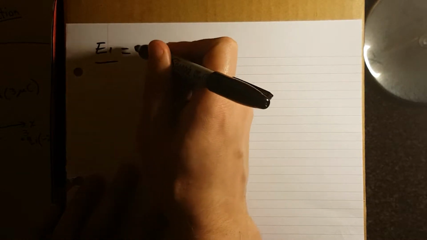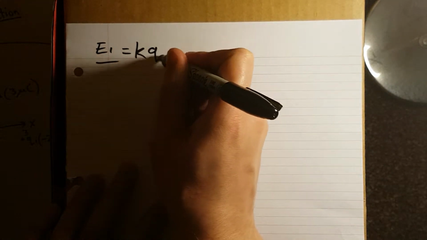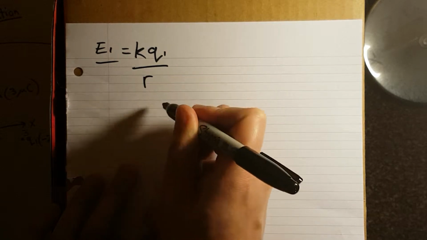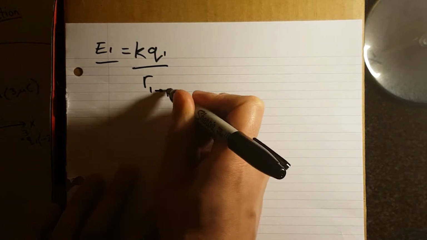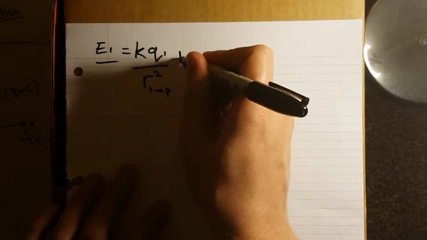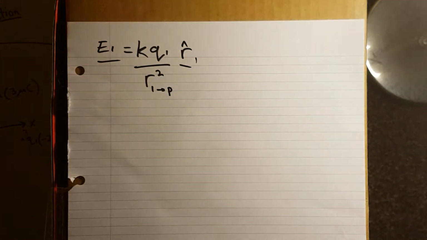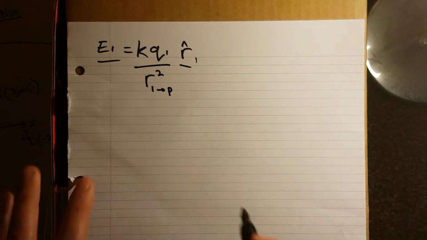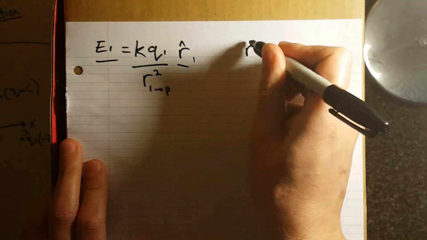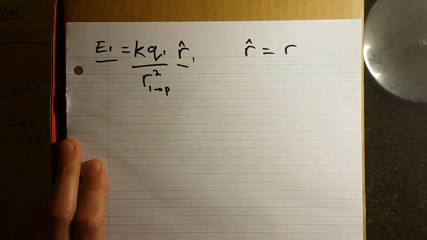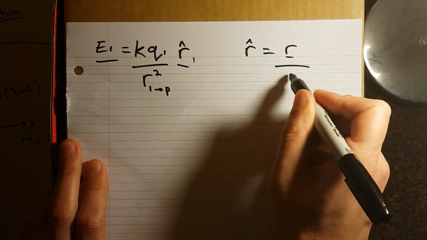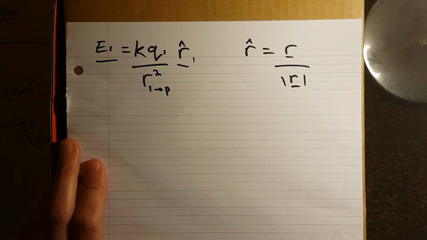E1 is a vector. From the equation before, we can see that it equals k Q1 over r1 to P squared, in the r1 direction, the unit vector, because we were asked what was the direction as well. And the unit vector is simply the vector in question over its magnitude.